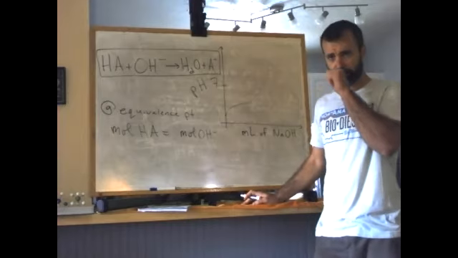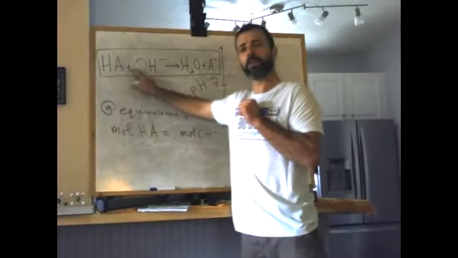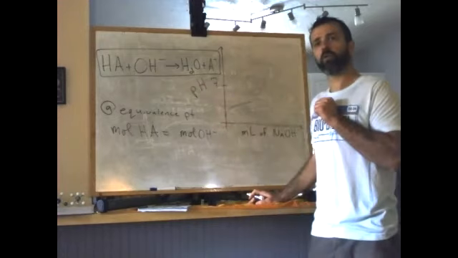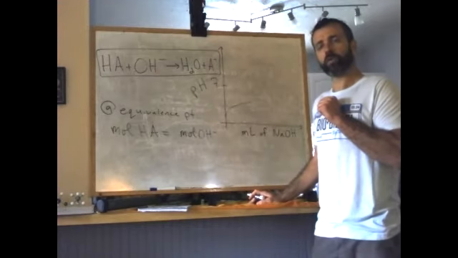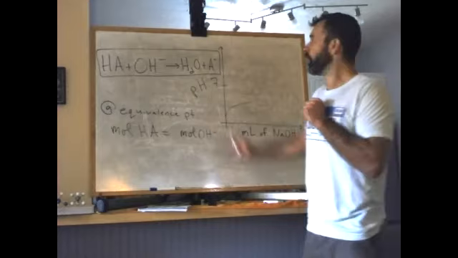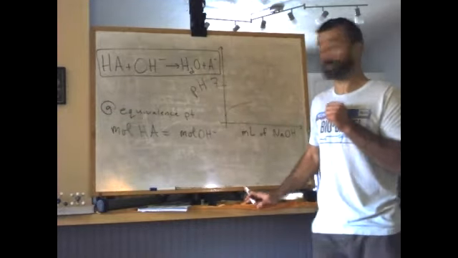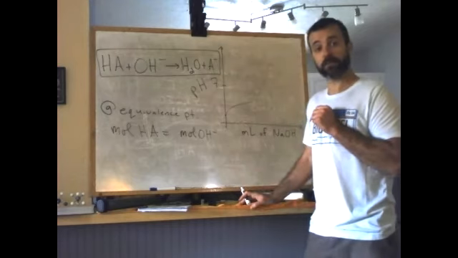What's A minus? HA is a weak acid, A minus is a weak base. So what's going to be the pH at the equivalence point? Is it going to be 7? No, the pH should be above 7 because all we're left with are products. And in this case, A minus is a base.